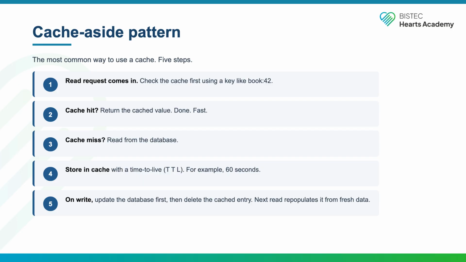4. Store the result in the cache with a time to live. For example, 60 seconds. After 60 seconds, the cache entry expires and the next read will refresh it. 5. On every write, update the database first and then delete the cached entry. The next read will see no cache, hit the database and repopulate the cache with the fresh value. That is it. Cache aside. You will use this pattern many times in your career. Memorize the 5 steps.